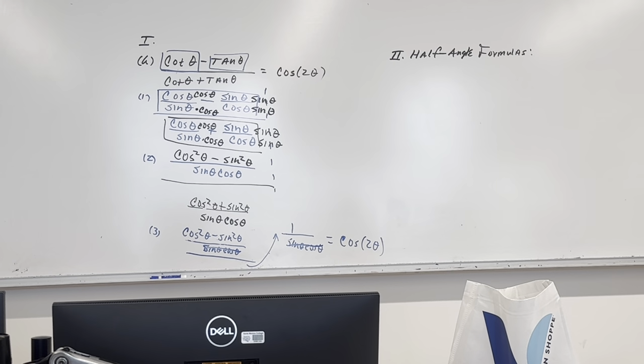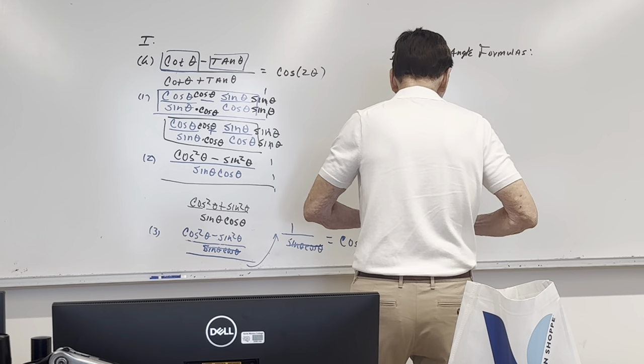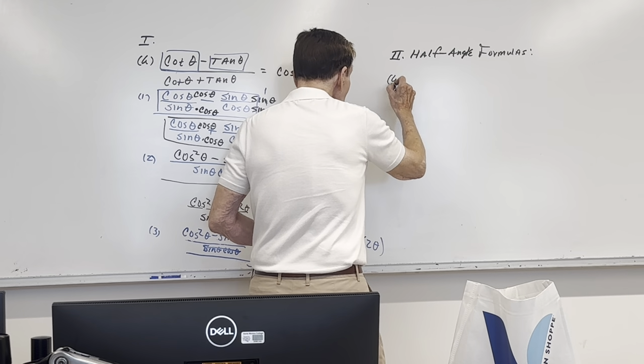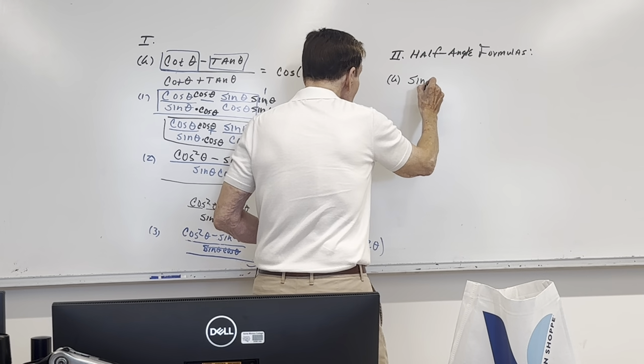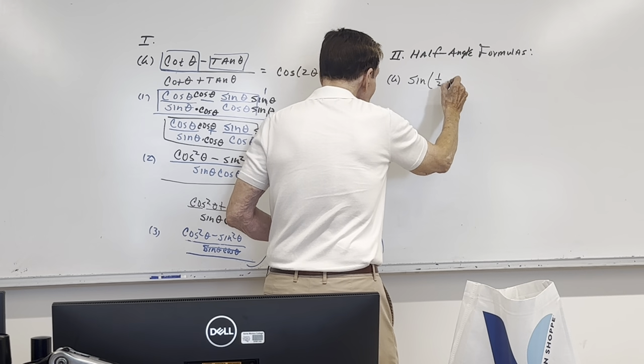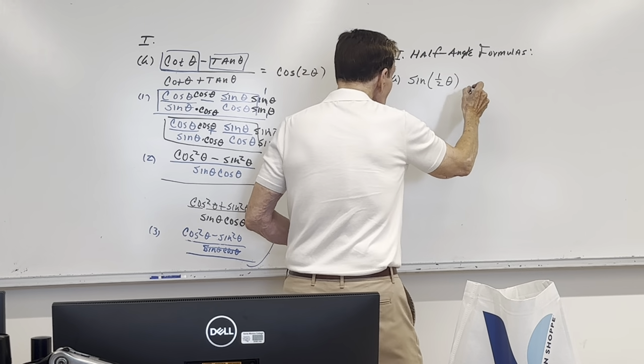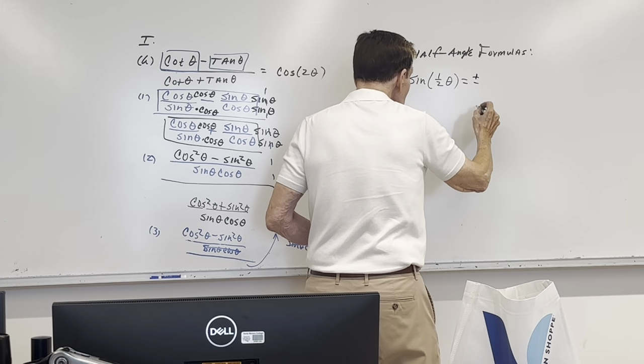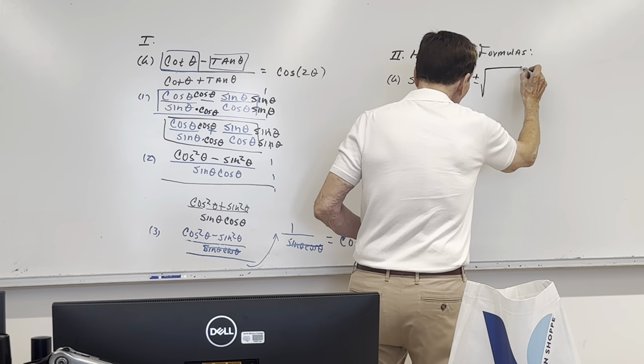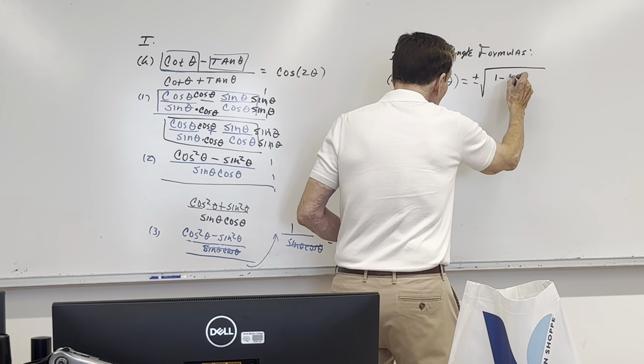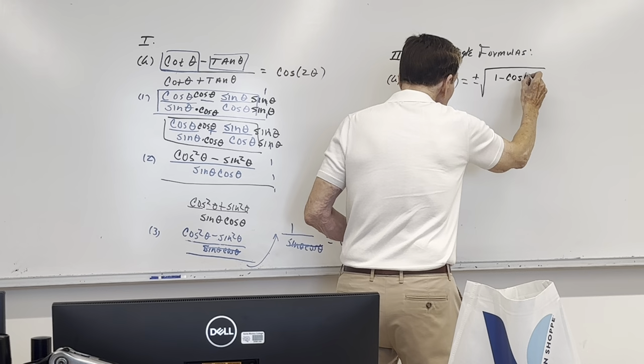Guys, I'm not going to show you where it came from. I could. I'm just going to list the formula and show you how to use it. Shane, could you tell us what the sine of one half theta, not double theta, half angle, is equal to? Plus or minus the root of 1 minus cosine theta over 2. Beautiful.